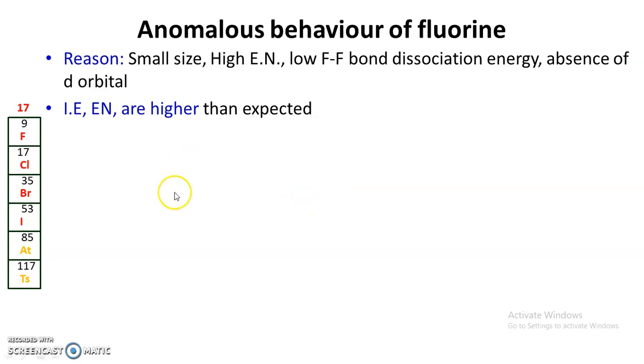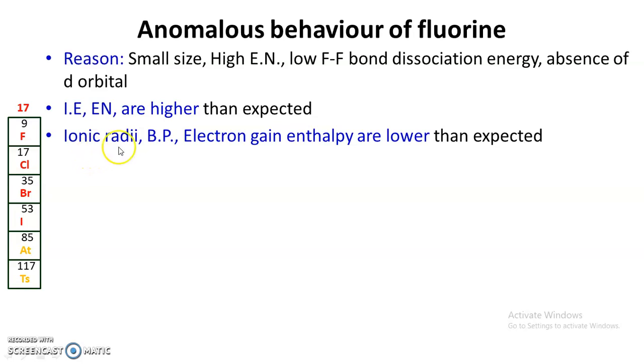Now, the ionization enthalpy and electronegativity values for fluorine are higher than expected. For other elements these values are low, whereas for fluorine this value is unexpectedly high. Ionic radii, boiling point and electron gain enthalpy values are lower than expected. For other elements these values are comparatively higher.